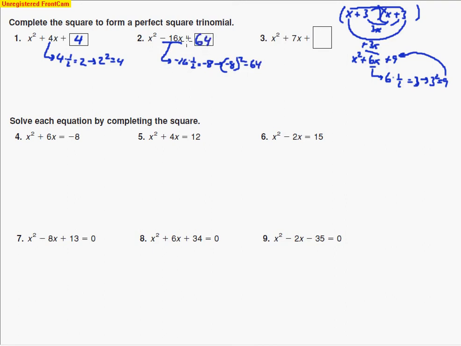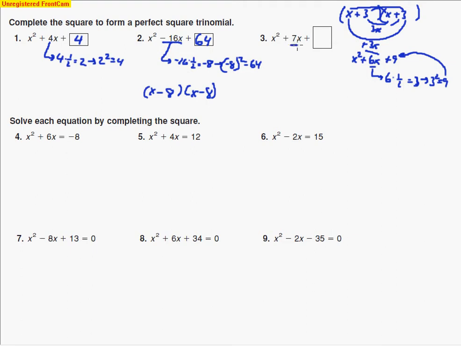Now what we have is a perfect square trinomial. If we factored this, we'd end up with x minus 8 and x minus 8, because minus 8 times minus 8 makes 64. X times x makes x squared. The outside terms make a negative 8x. Inside make a negative 8x. Those add to make negative 16x. So it works. Over here, this one's a little tougher.